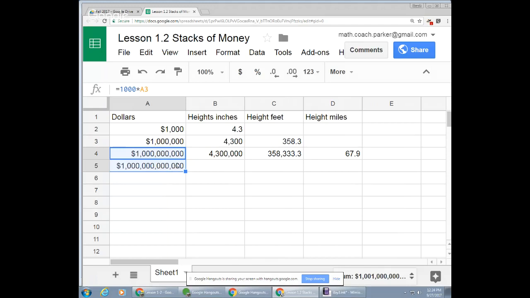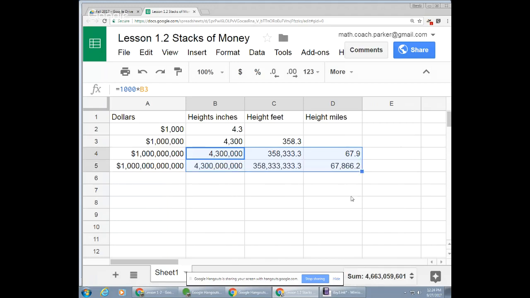Let's see, what do we got? We have our ones, our thousands, our millions, our billions, a trillion. 1,000 billion is a trillion. Let's fill these guys. Now, it turns out you can fill multiple formulas at one time. Highlight all of them, and then point to the bottom corner. It's a two-step process, and then click and drag.